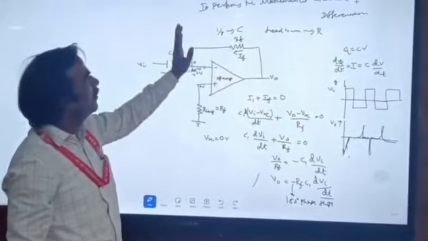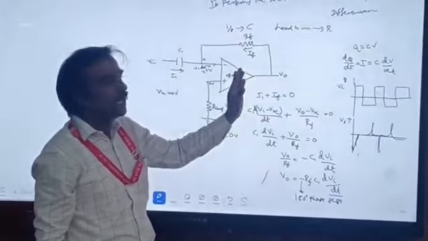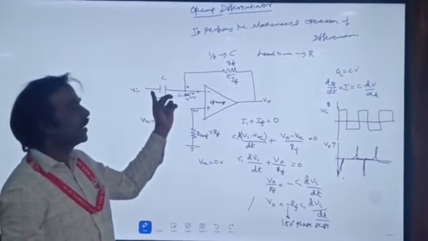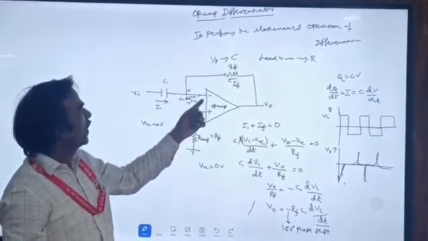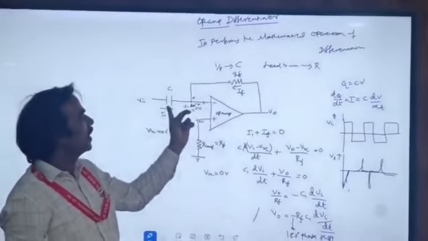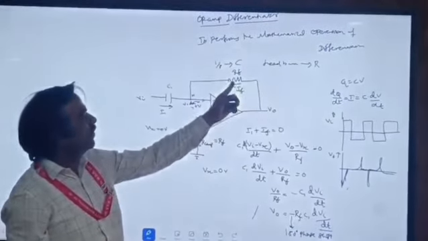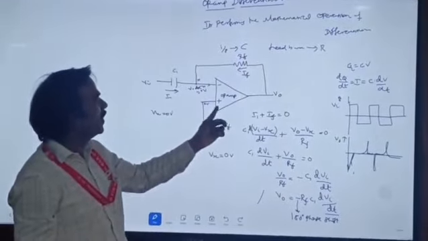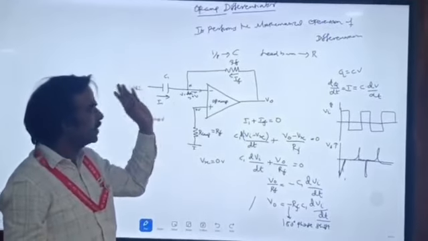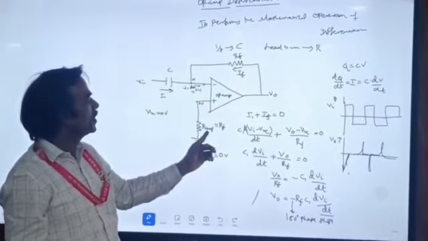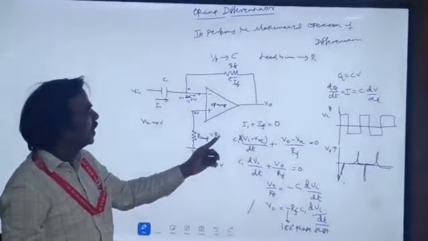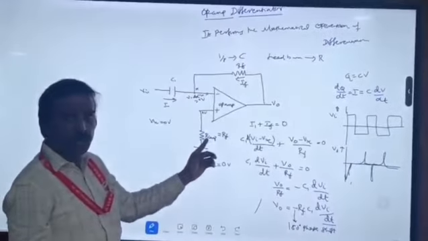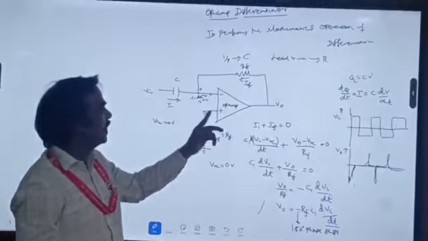So first, what we have seen is that our output will be the differential of the input voltage, applied through the inverting terminal. The capacitor has been connected to the inverting terminal. Then the RF, that is the feedback resistor, has been connected at the output terminal. For the non-inverting terminal, as in the integrator, we have connected a compensation resistor equal to RF. They use this compensation to nullify the bias current existing between the input terminals.